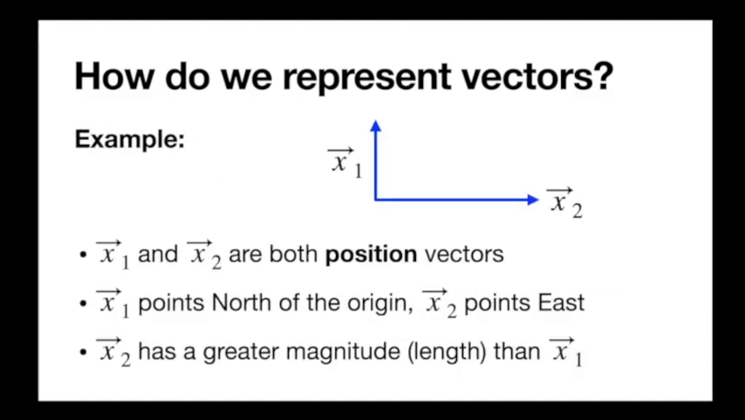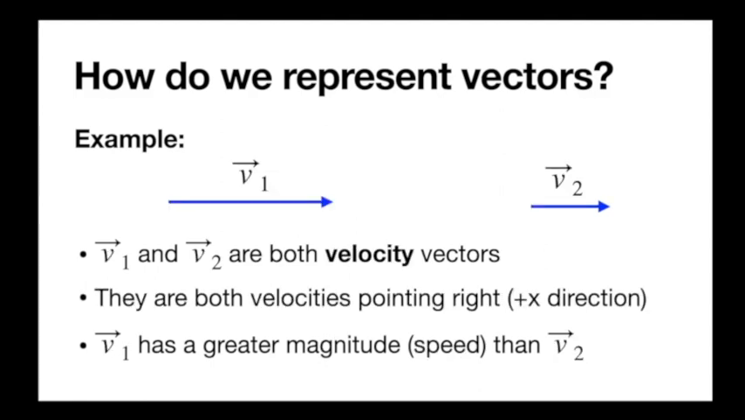There's a couple examples. Here are two position vectors, x1 and x2. x1 is representing a position that's a little bit north of the origin. x2 is representing a position that's to the east, or to the right of the origin, a little bit further away than x1, but in a different direction. And all of that I found just from seeing the length and orientation of these two arrows. So that was for position.